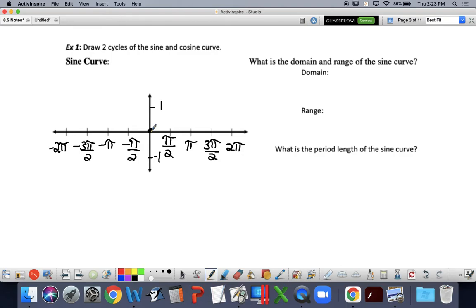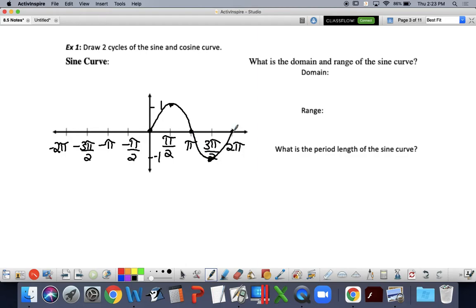What is the sine of pi over 2? 1. So that's why at pi over 2, we're up here at 1. What is the sine of pi? 0. We're back down here at 0. And then what's the sine of 3 pi over 2? Negative 1. Right? And by the time we get back around to 2 pi, we're back up here at 0. So that is what the video did, basically, right?